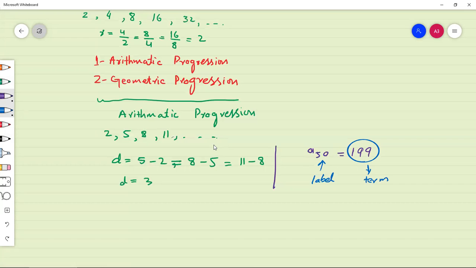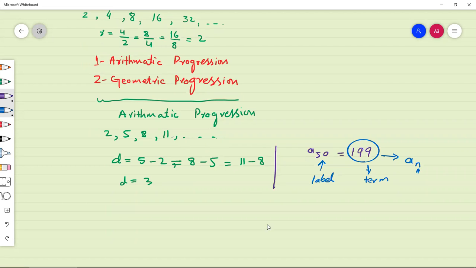If we don't know the label of this term, then we can name it an, yn, tn. All these are representations of any general term. An means we can consider this the general term of this sequence. So we don't know the exact label or exact position of the term. If he asks where that term exists, it means he's asking about its label, that position, the value of n. N stands for label or position.